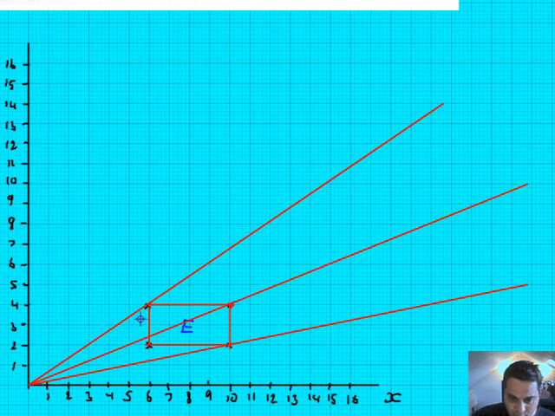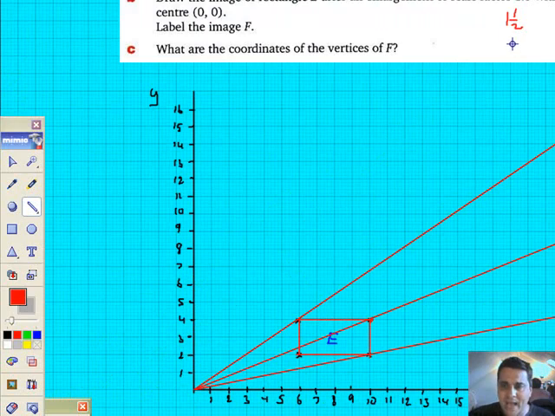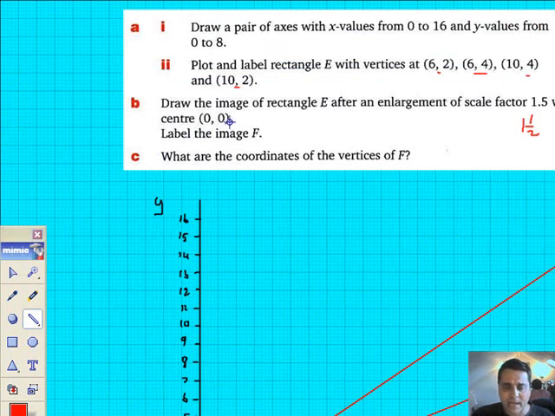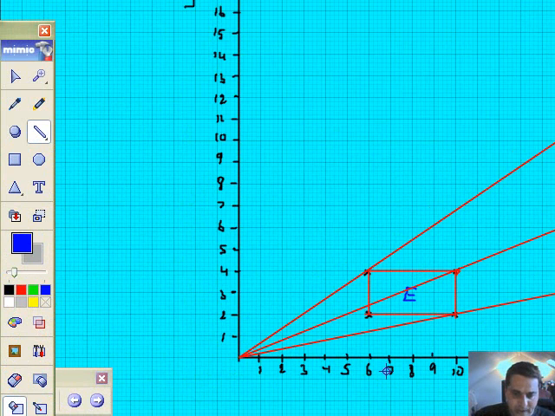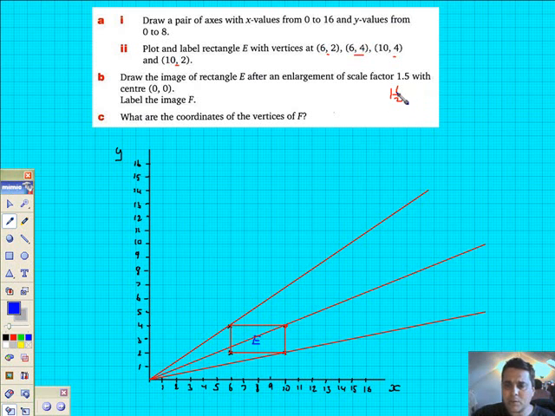And again, it could be a bit complicated doing this one. Anyway, I'm going to enlarge its scale factor 1.5. Now, the great fun about enlarging from 0, 0 is you can count squares to get the positions of the new vertices. So look, if I work in, say, blue now, if you look at the point 6, 2, if I'm going to multiply by scale factor 1.5, I've got to multiply the 6 by 1.5 and the 2 by 1.5.